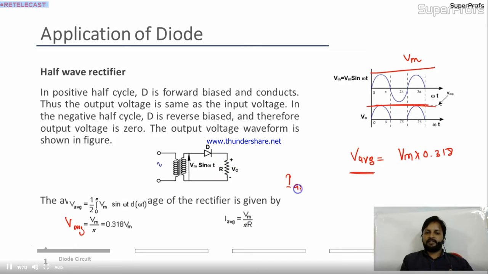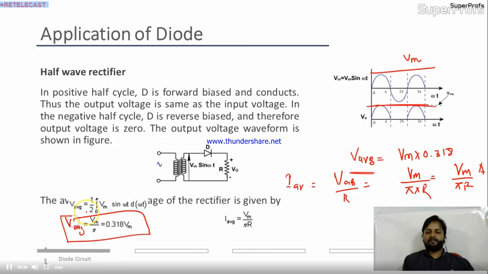I average is nothing but V average divided by R. V average is Vm by pi, so I average is Vm by pi R ampere. This is your current value. So please remember this equation. V average for the half wave rectification is 0.318 of Vm, or simply you can say Vm by pi.